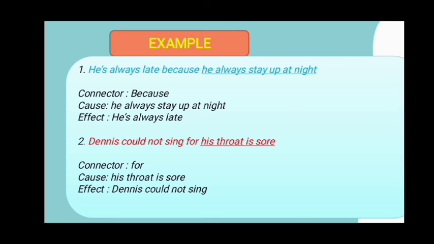And number two, Dennis could not sing for his throat is sore. For as connector, his throat is sore as cause, Dennis could not sing as effect. For, karena, sebagai penghubung, jadi tenggorokannya sakit, itu adalah penyebabnya. Efeknya atau akibatnya, Dennis tidak bisa bernyanyi.